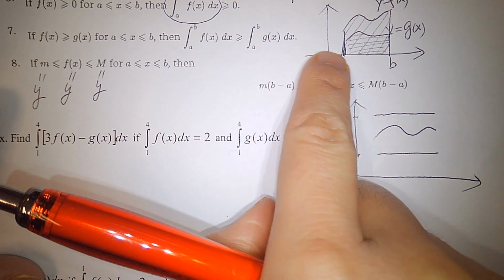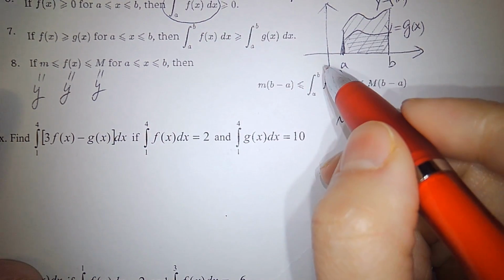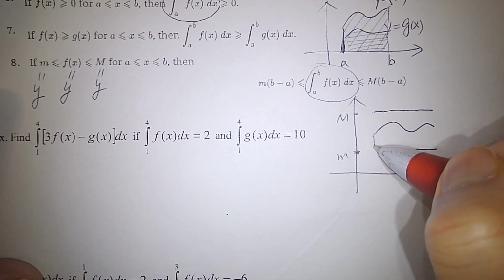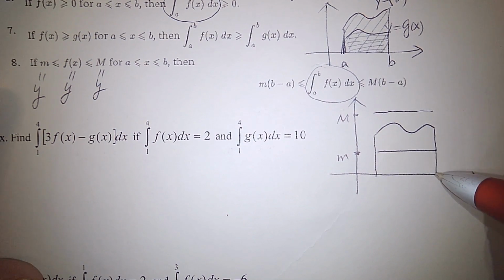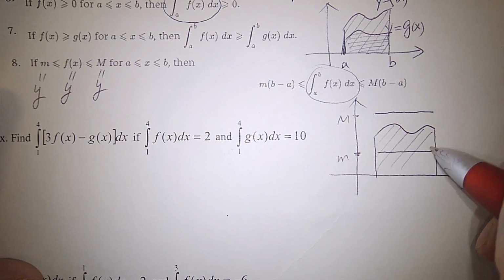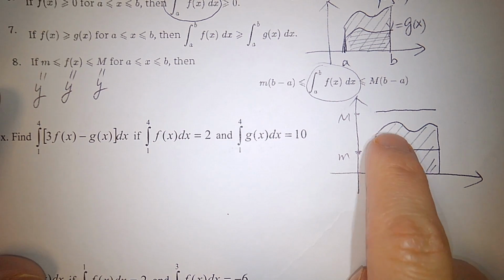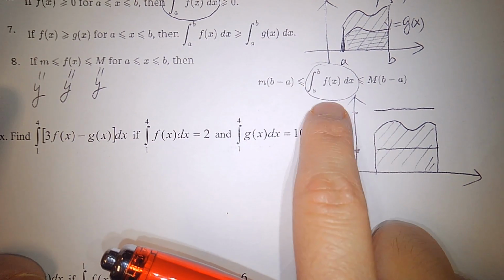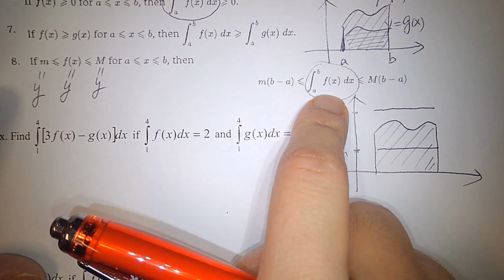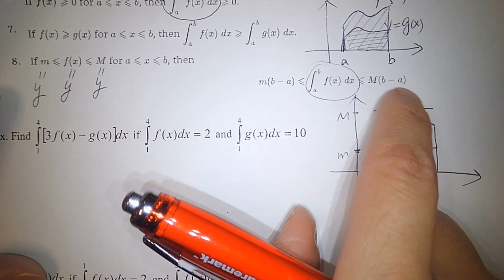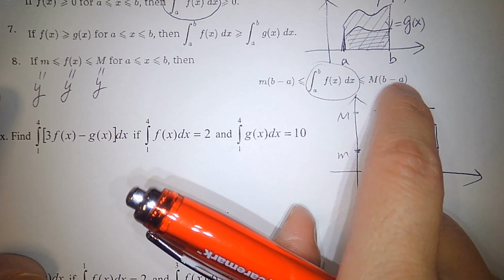And then the conclusion will be what? The definite integral of f of x dx, everyone, what is the geometric meaning? This shaded area, right? The shaded region's area must be less than or equal to capital M times b minus a. How do I understand M times b minus a?